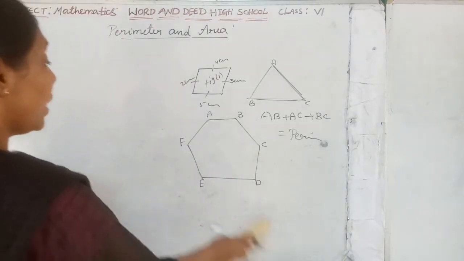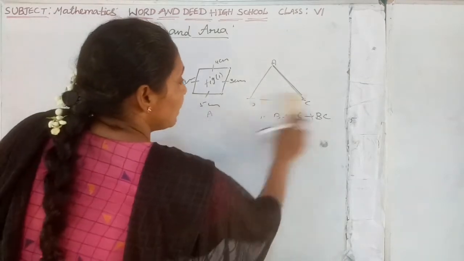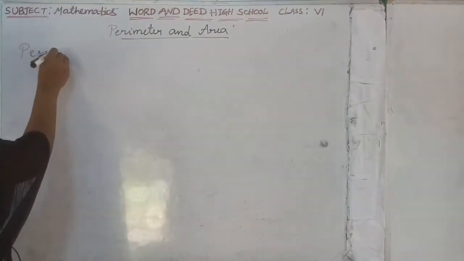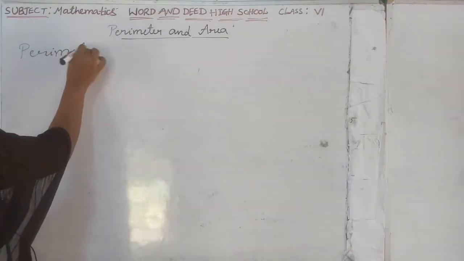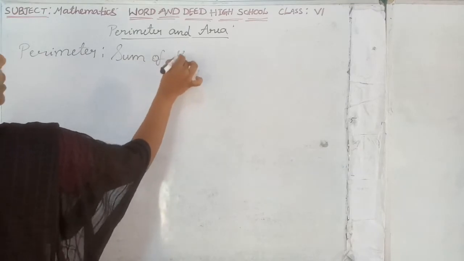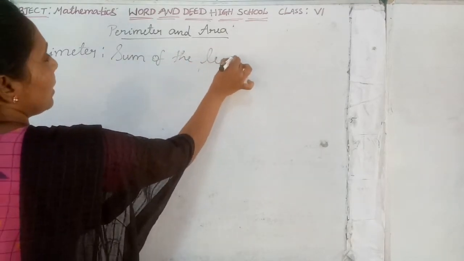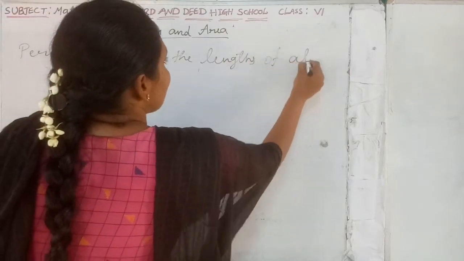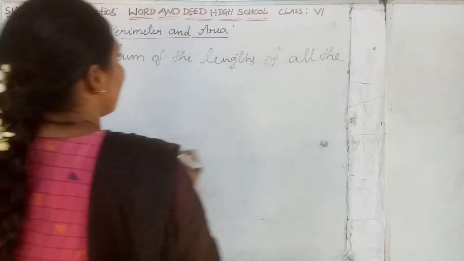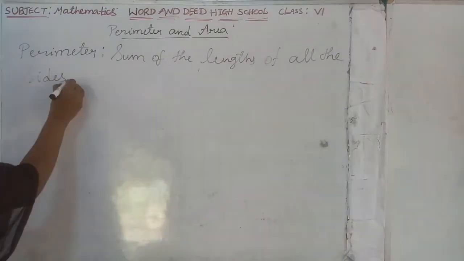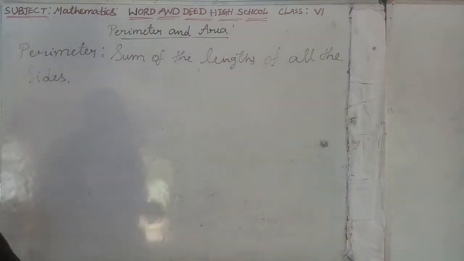So how can we define the perimeter, children? According to these examples, how can we define the perimeter? See, children, the sum of the lengths of all the sides. So this is the perimeter definition, children.